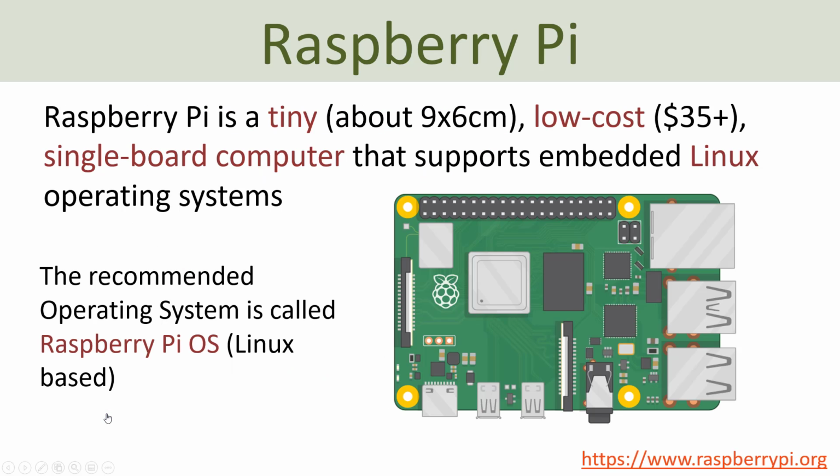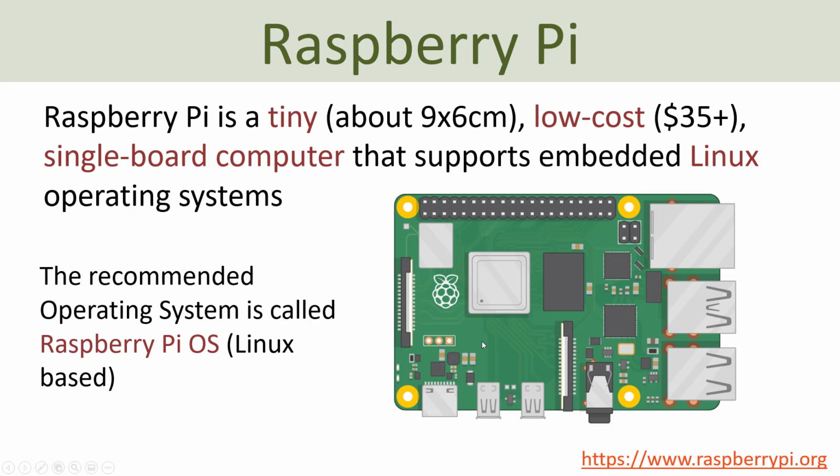Let's start with the Raspberry Pi. So Raspberry Pi is a tiny low-cost single board computer. It's about 9 times 6 centimeters large. It costs about $35 for the 2 gigabyte edition. Then you have 4 gigabyte and 8 gigabyte editions.